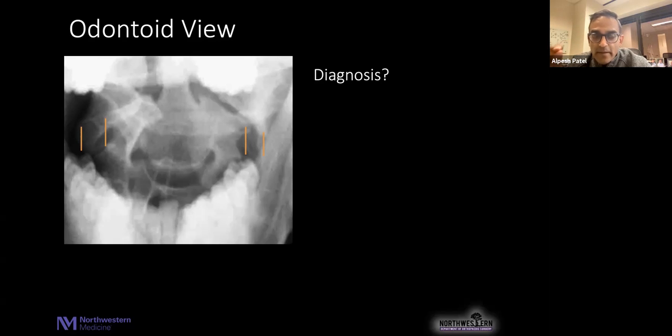Don't worry if you can't see it on the x-ray. You spend some time looking at it. If you're watching the video, pause it and really take a look at things here. If you're looking at it in real time, I'll show you some CT images and some better diagrams in just a second.